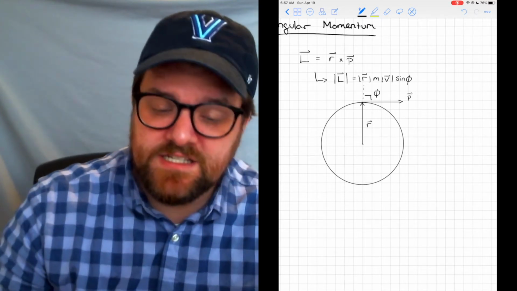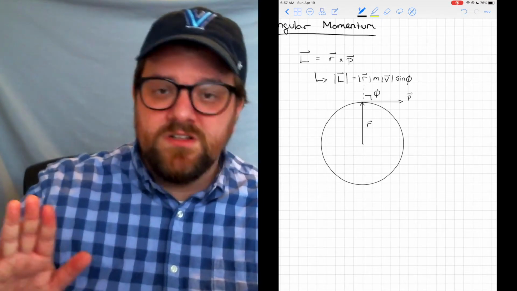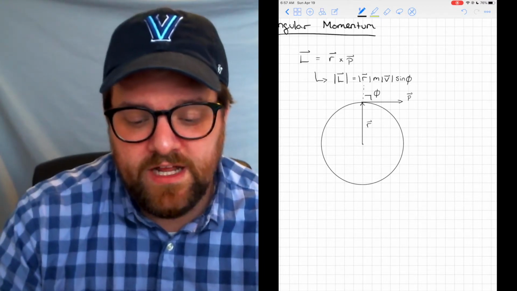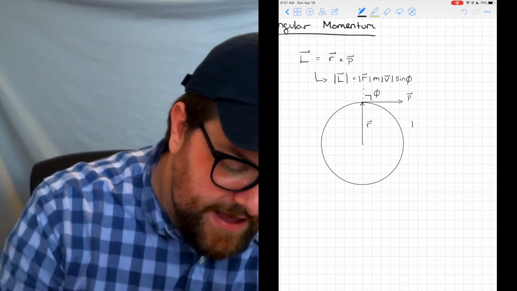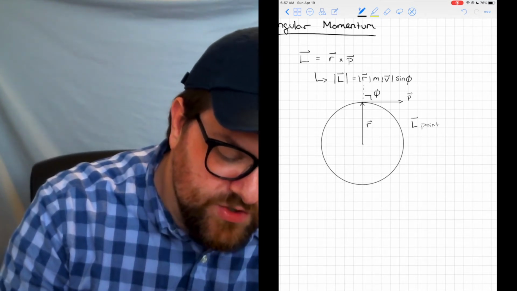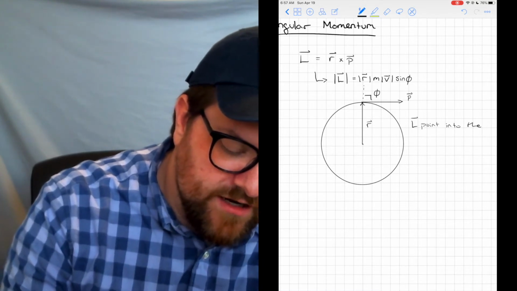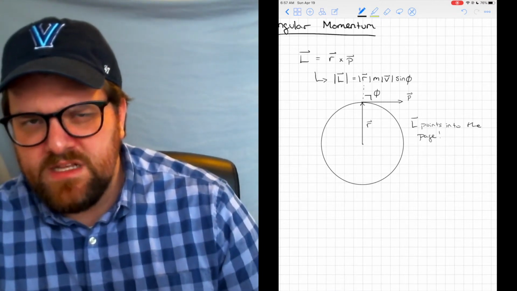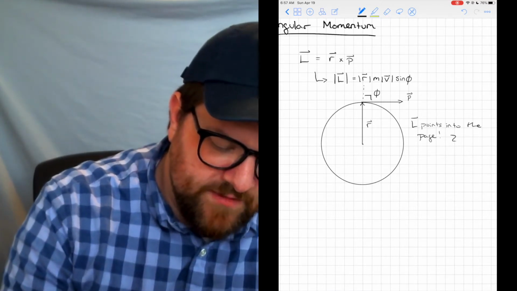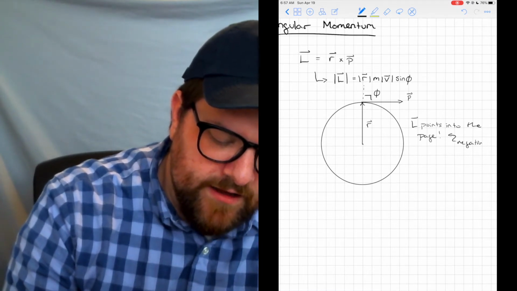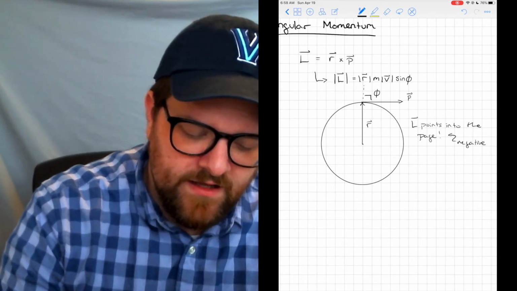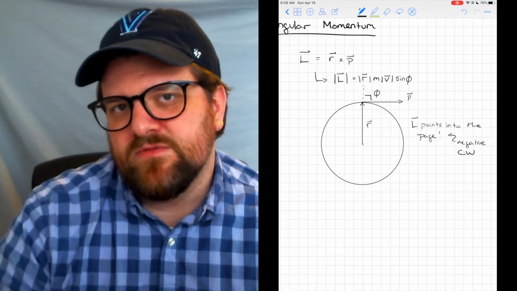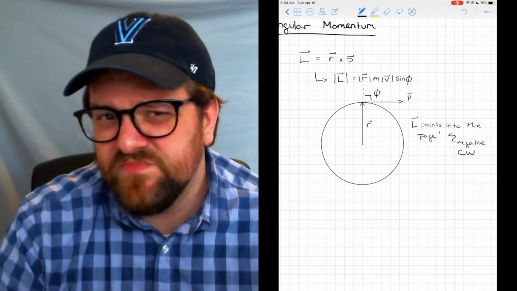So in this case, thinking back to the right-hand rule, r cross p gives me something into the page. L points into the page here. That means that it's negative. We talk about that as a negative L. Negative corresponds to clockwise. Counterclockwise is positive. That's just a convention.